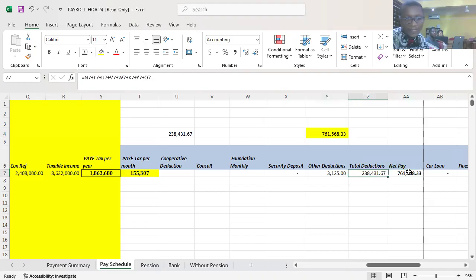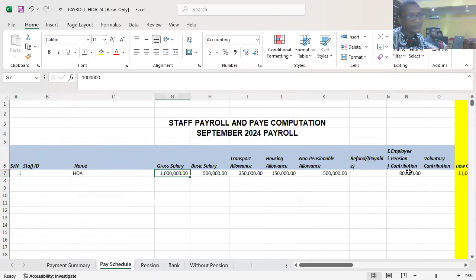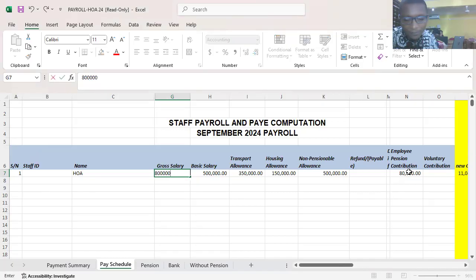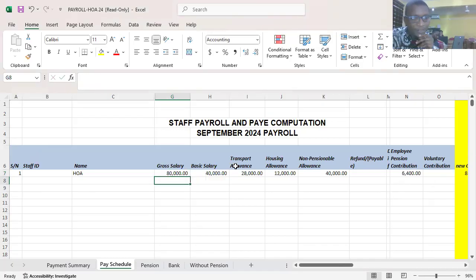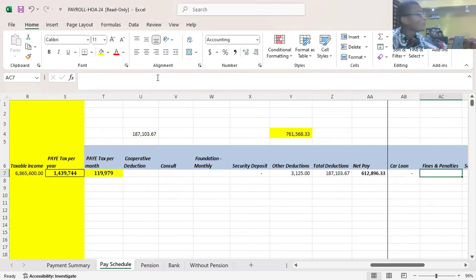So if you are collecting 1 million naira as a gross, your net pay will be what? I mean, your gross pay will be 1 million naira if your net pay is 761. Now, let's change this one to 800 again. For the 800, your net pay will be how much? Your net pay will be 612. Are we together? Okay, fine.